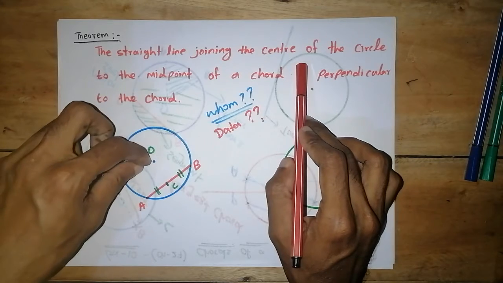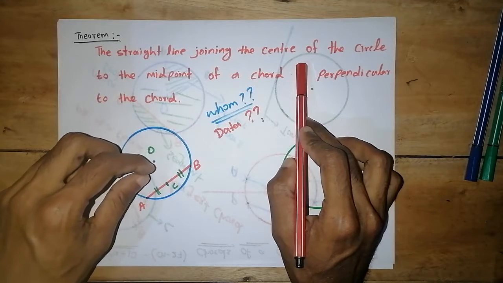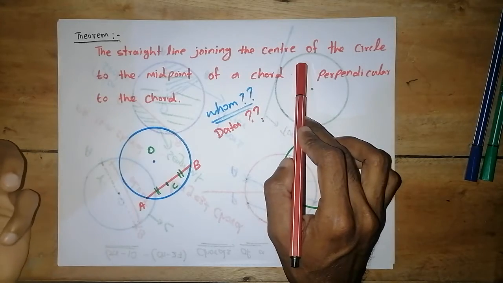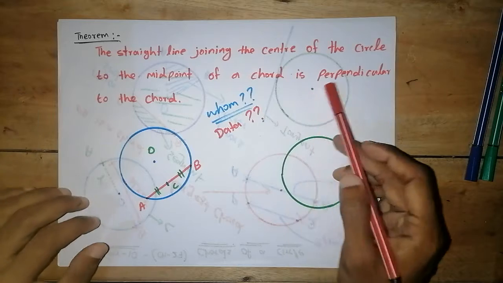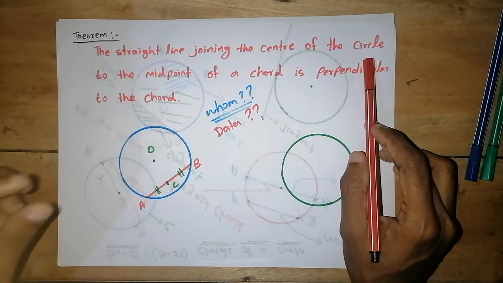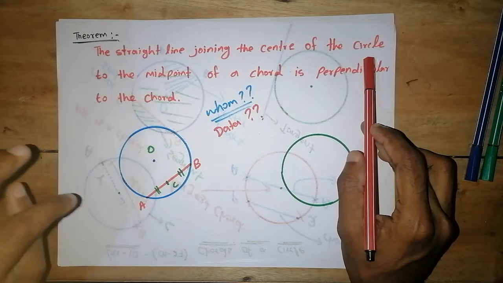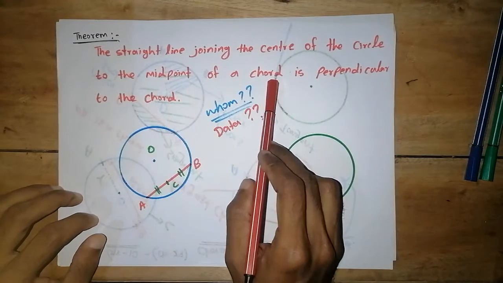Okay, a straight line is going to join the center. From where? Straight line joining the center, from where? Of the circle. Okay, the center of the circle, and a straight line is going to join it to the midpoint of a chord.